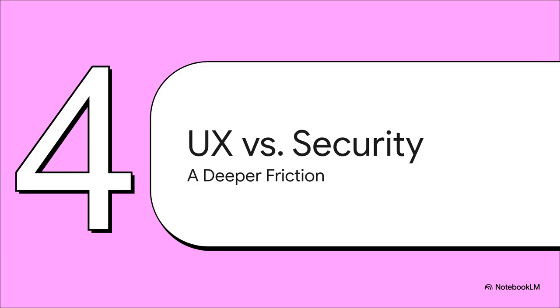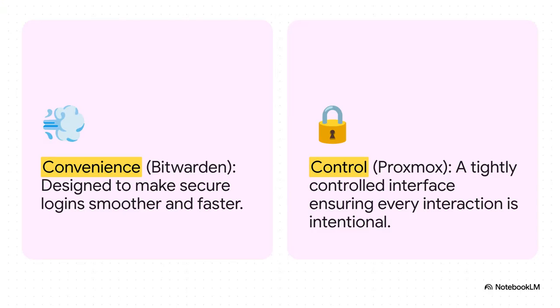Now, this whole situation is more than just a quirky bug story. It actually shines a light on a much deeper, really common tension in software design that, honestly, affects all of us. It's this constant tug-of-war. On one side, you've got tools like Bitwarden that are all about convenience, making secure logins fast and smooth. On the other side, you've got platforms like Proxmox that are built for control and security, making sure every single click is deliberate. And when these two approaches clash, well, the user often gets stuck right in the middle.